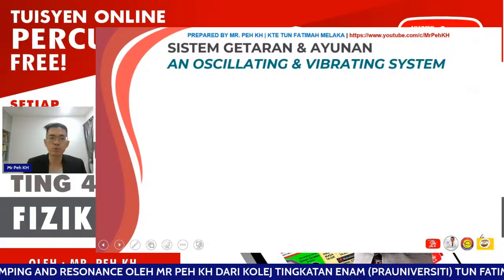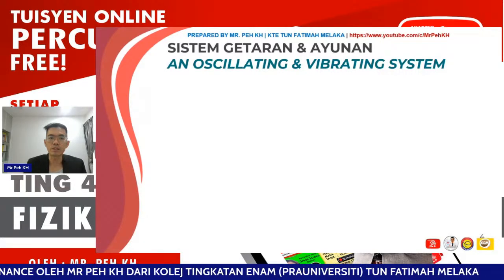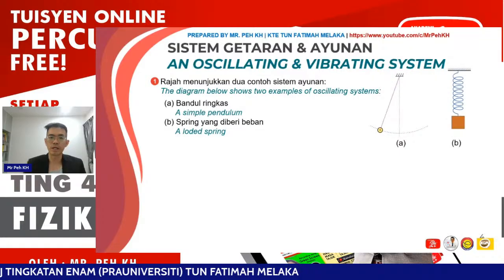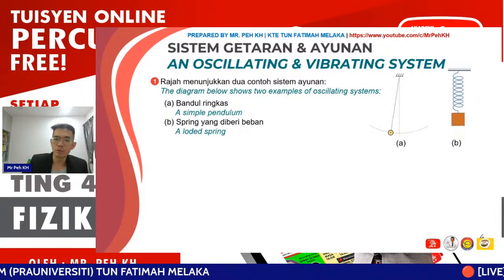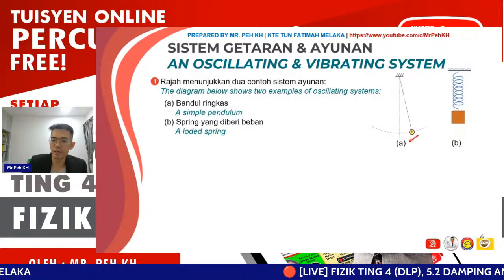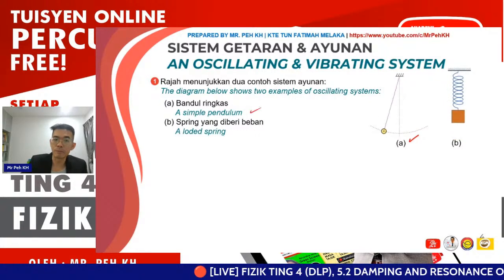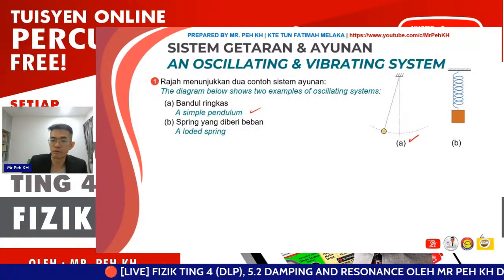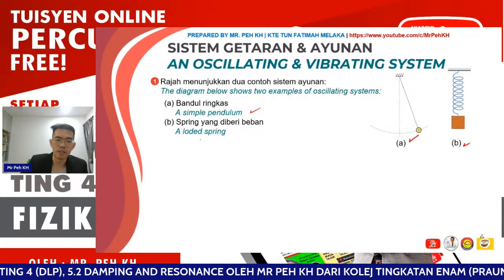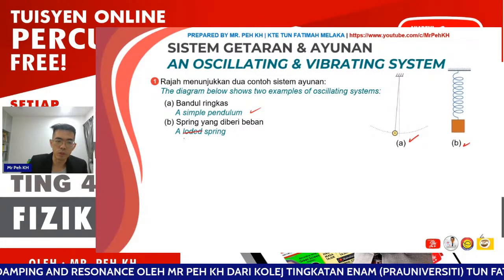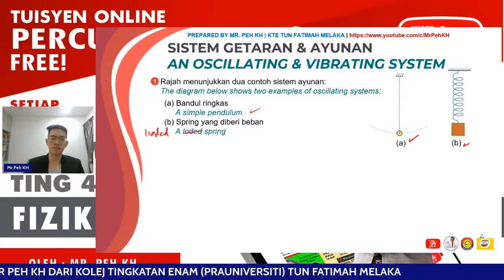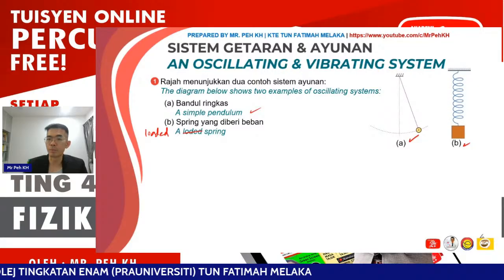Okay, so let us go through the meanings or examples of the oscillating and vibrating system. Here I would like to introduce to you 2 examples of oscillating system. Here we have A, which we know as a simple pendulum. I think all of you are very familiar with this already. Another one, B, is a loaded spring. So the loaded spring will be like this. These are the 2 examples of oscillating system.